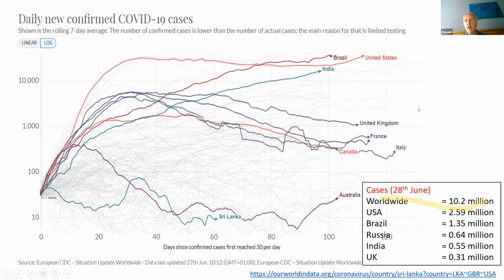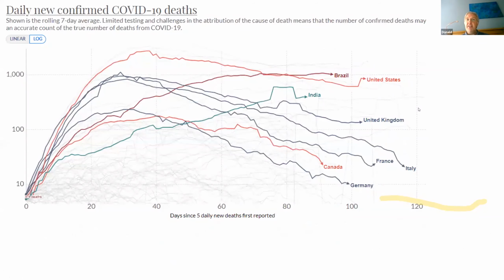In terms of cases worldwide, we are now at 10.2 million. United States, 2.5 million. Brazil next, Russia, India, and the United Kingdom have got the infamy of being fifth in terms of the total number of cases. We have not done a good job in containing this virus. Deaths, of course, the thing that impacts us most. Again, similar chart, similar people at the top, Brazil, United States, India, and unfortunately, again, the United Kingdom.